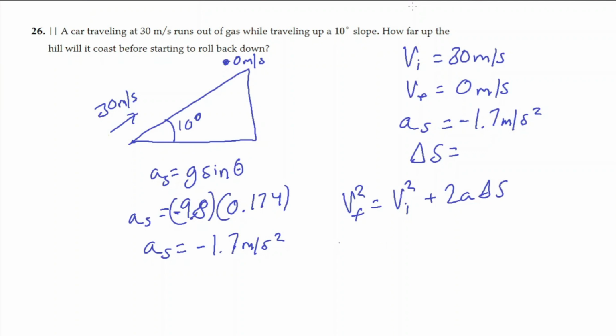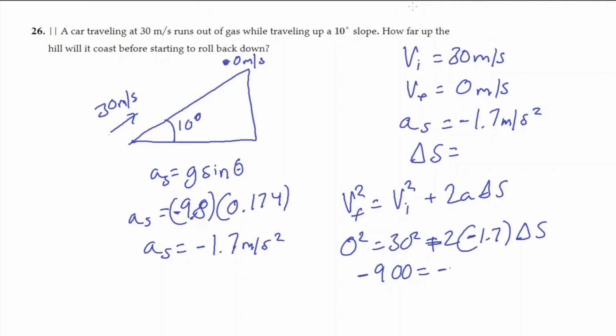And if we plug in everything, vf is going to be 0 squared, and Vi is going to be 30 squared. So 0 squared is equal to 30 squared plus 2 times negative 1.7 times delta s. And this is a plus. If we do some calculations here, we're going to move 30 squared to the other side, which is going to be negative 900. And then 2 times negative 1.7 is going to be negative 3.4 times delta S.